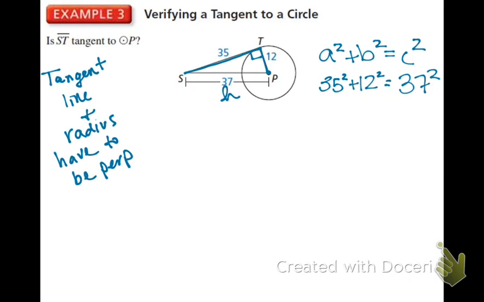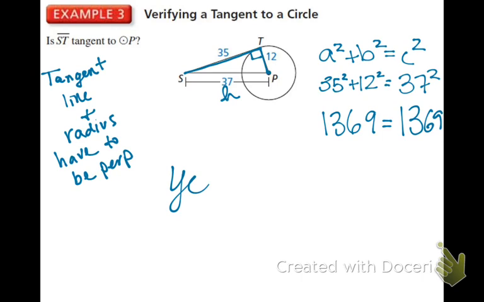What does the left side equal? The left equals 1,369. What does the right side equal? 1,369. If they equal each other, is this a right triangle? Yes. So if this is a right triangle, that means that ST and TP are perpendicular, which means, yes, ST is tangent to circle P.